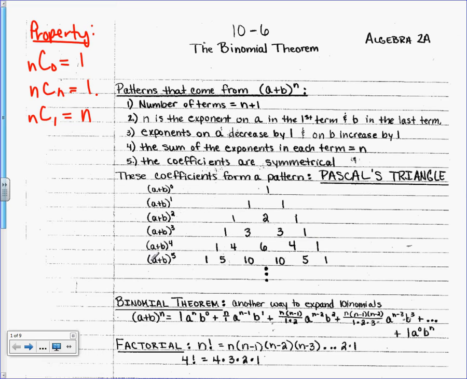If I wanted the next row, a plus b to the 6th, this is still a 1, this is still a 1, right? What would this next one be? 6, 15. This would be the 20 here, because of the 10 and the 10. The 15 and the 6. Do you guys see that? So it's not like that's a really hard thing to come up with, right?